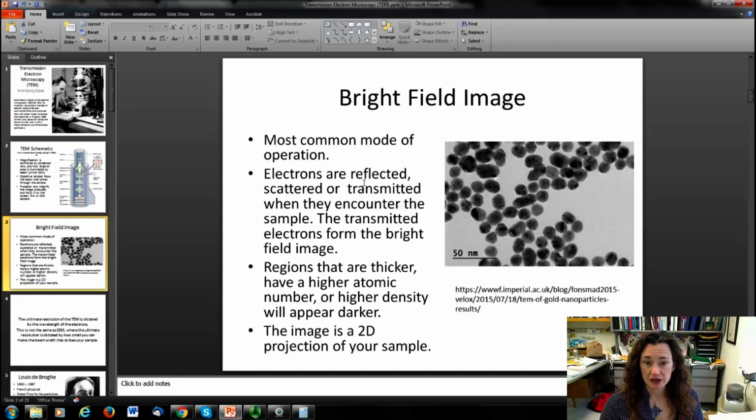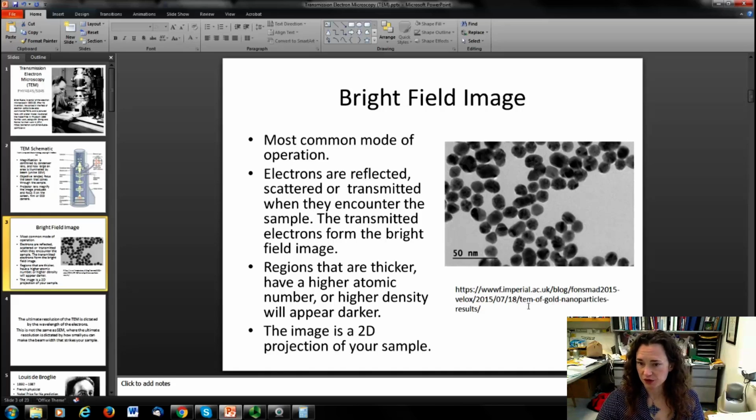So the transmitted electrons form that bright field image, and what that means is that thicker regions of your sample, regions that have a higher atomic number, for example, gold has a higher atomic number than carbon, or areas of your sample that have a higher density, are going to appear darker, all right? And then the areas on your sample where the electron beam passes straight through, those appear very, very bright, right? So here's a typical looking bright field image.